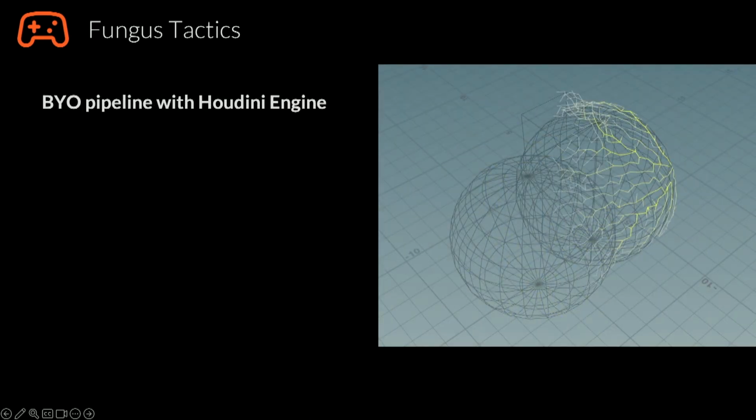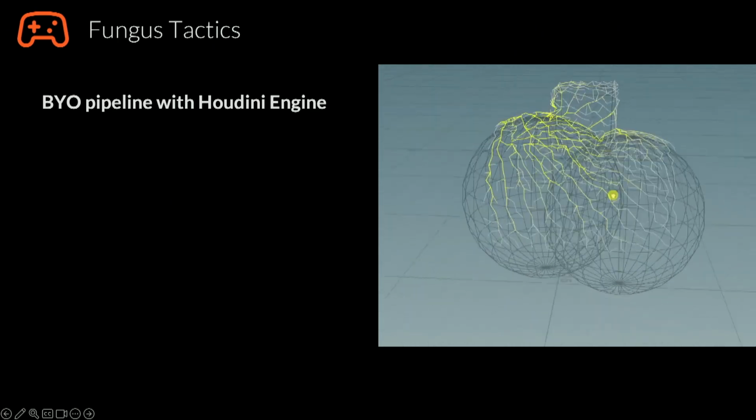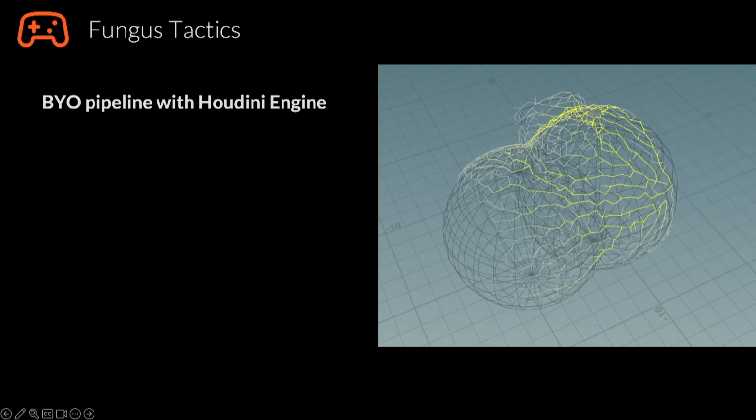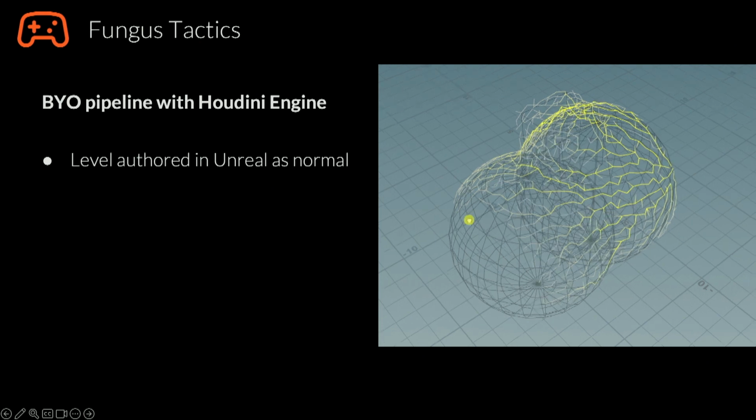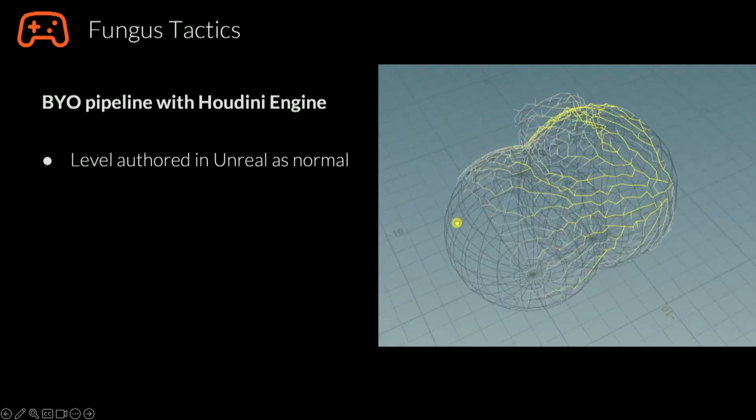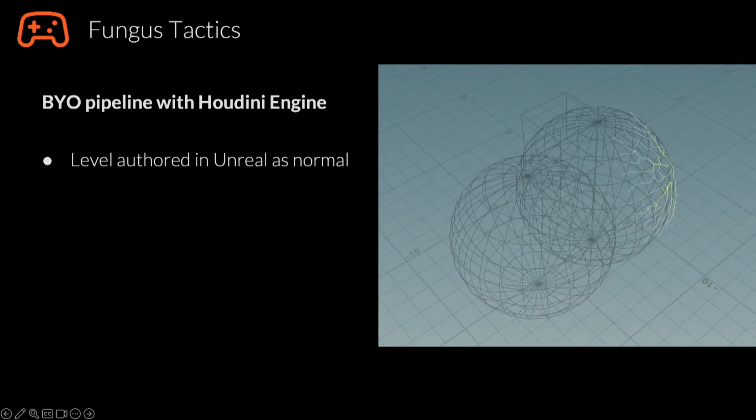And with Houdini Engine, we were able to build an entire pipeline that replaces nav mesh in the Unreal Engine and allows us to path these things really cheaply. So level designers are able to author spaces in the game right in the level editor in Unreal, exactly as they would normally.